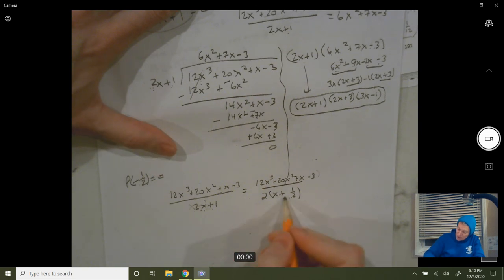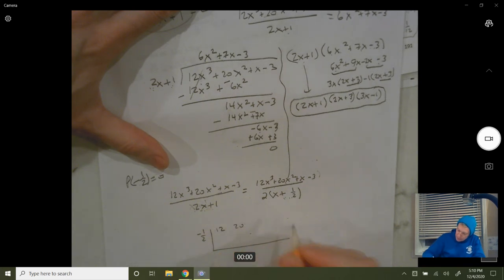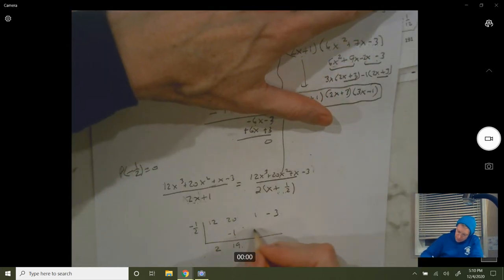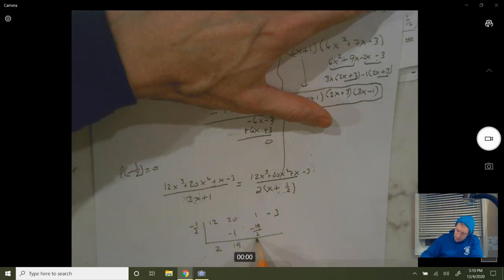If you're dividing by just this, you'd put a negative 1/2 up here. You'd have the 12, the 20, the 1, and the negative 3. Bring down the 2, multiply by negative 1/2, you get negative 1. Add these, you get 19, is that right? 19 times negative 1/2 gives you negative 19/2. Something doesn't seem right. Plus 1, negative 17/2, that's not right. What did we do wrong?